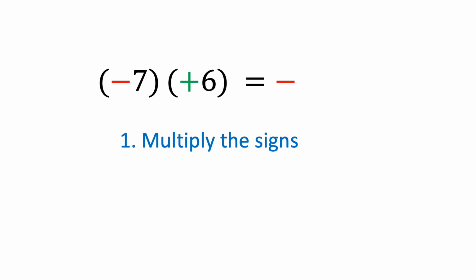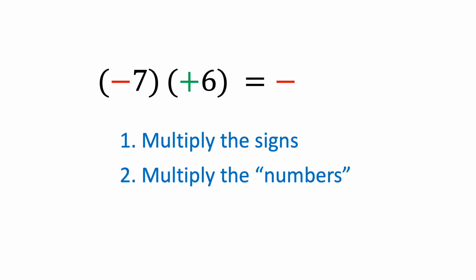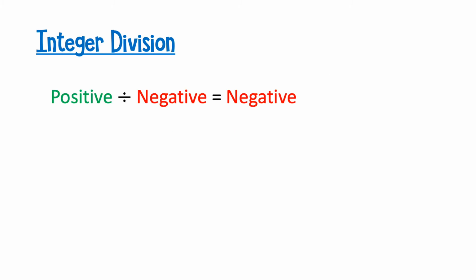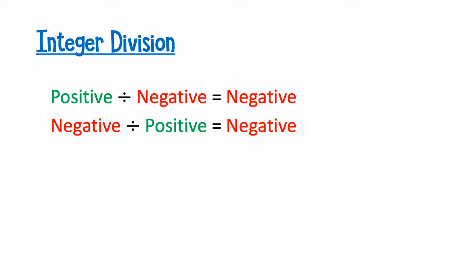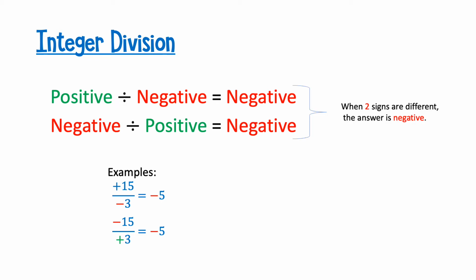Negative 7 times positive 6, start with a negative times a positive, you get a negative. 7 times 6, 42. Negative 42. A negative times a positive is a negative. So with integer division, when the signs are different, a positive divided by a negative, that's going to have a negative answer. Or a negative divided by a positive is also a negative answer. Our examples, positive 15 divided by negative 3 is negative 5. Negative 15 divided by positive 3 is negative 5. When two signs are different, the answer is negative.